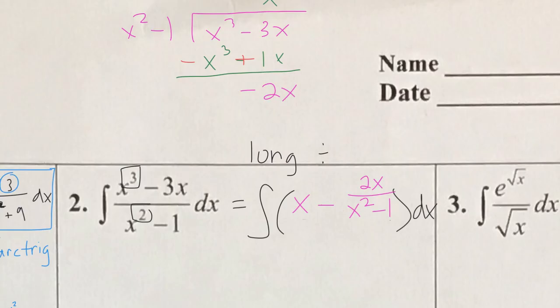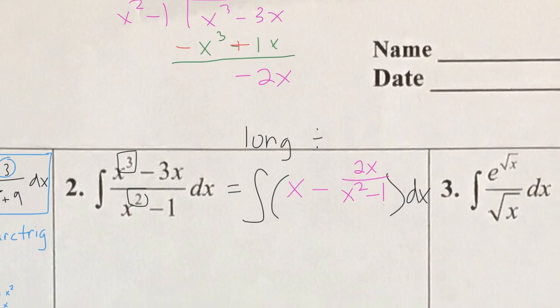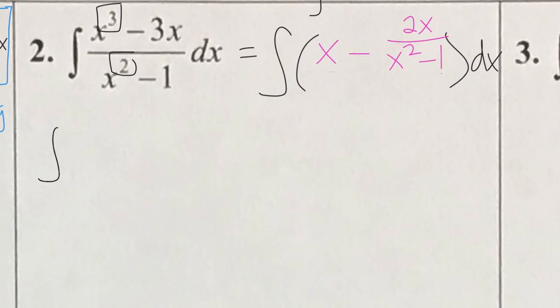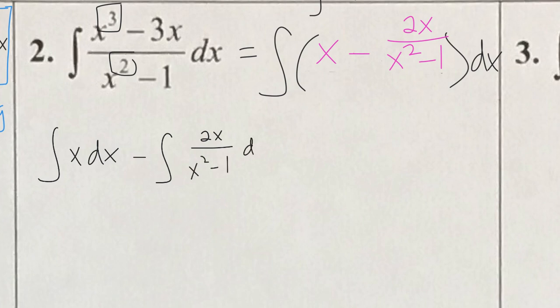So we get x minus 2x over x squared minus 1 when we do long division. Now I'm able to break this subtraction into the integral of the left one, which is x dx, minus the integral of 2x over x squared minus 1 dx. Hopefully this left one is pretty easy for you to do, and we're going to use U substitution on the right one. So here we're going to have u be the x squared minus 1. I'm going to do that and come right back.